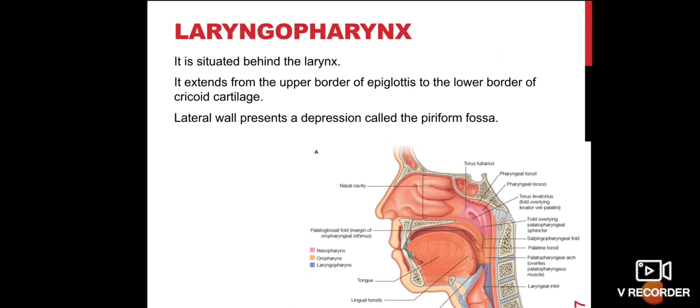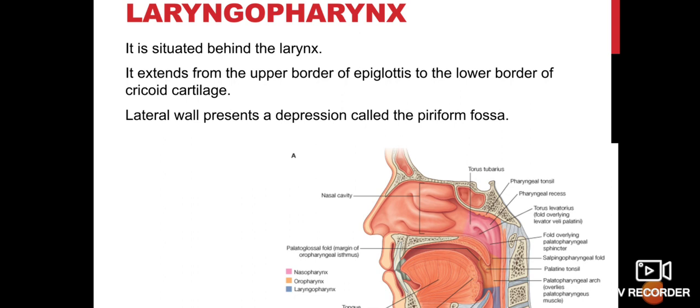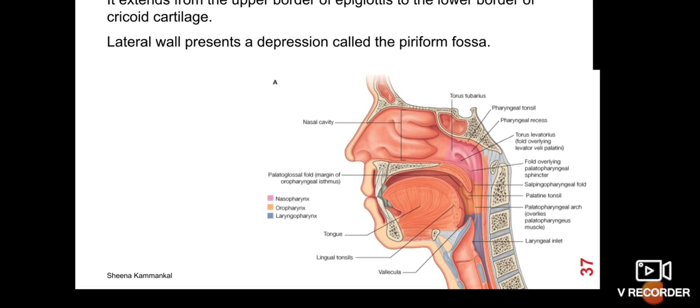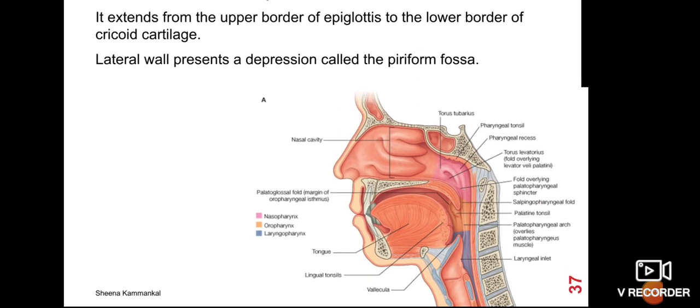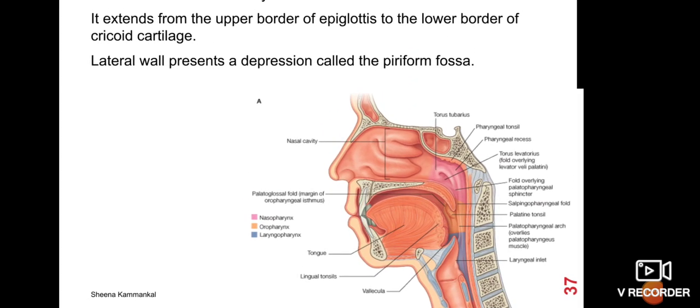Next is the laryngopharynx, which is situated behind the larynx, and extends from the epiglottis to the lower border of the cricoid cartilage. Actually, the extension of the larynx is from the upper border of the epiglottis till the lower border of the cricoid cartilage. Since the laryngopharynx comes behind the larynx, its level also extends between the epiglottis and the lower border of the cricoid cartilage. The lateral wall of the laryngopharynx presents a fossa called the piriform fossa.